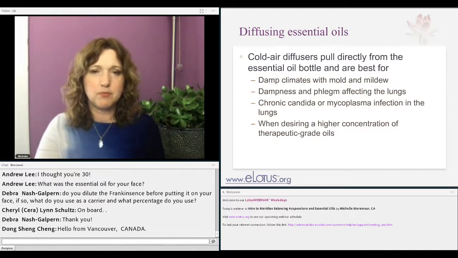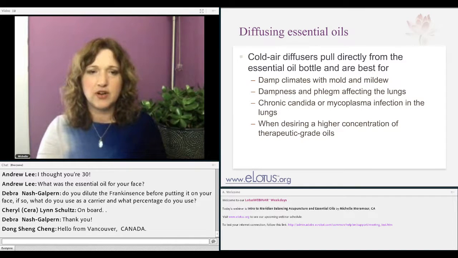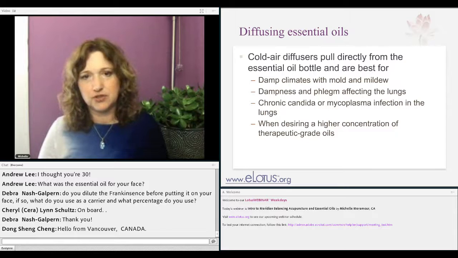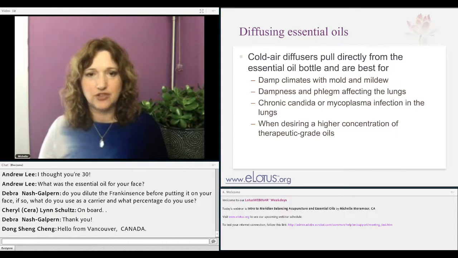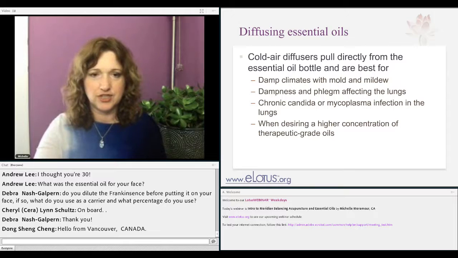If you have mold, let's talk about this real quick. If you have mold in an area, or if somebody has mold allergies, if people tend to have tree or leaf mold allergies, they're going to do better with the cold air diffusers because anytime you add extra humidity into the air, people with mold allergies tend to exacerbate their allergies.